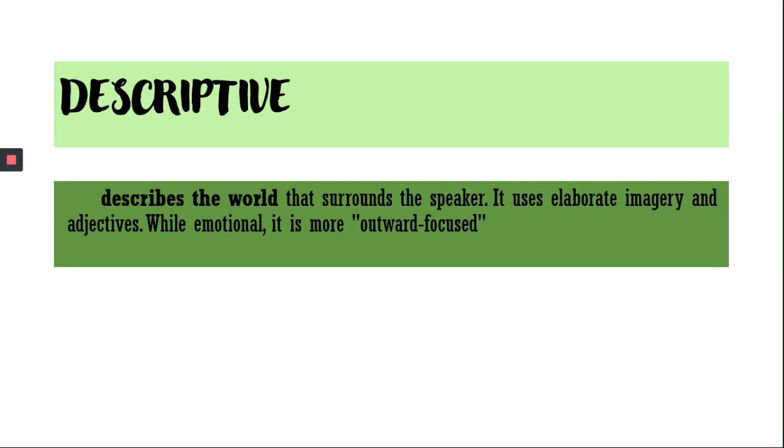The last subtype of poetry is descriptive. Descriptive poetry describes the world that surrounds the speaker. It uses elaborate imagery and adjectives. While emotional, it is more outward focused. For the readers to identify your emotion, thoughts, status, and situation, you have to give emphasis on what is around you. What does your environment look like? What type of people are around you? Example of a poem that has descriptive on it.